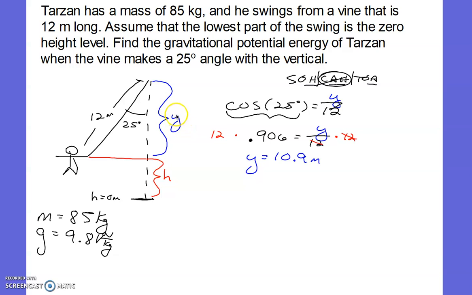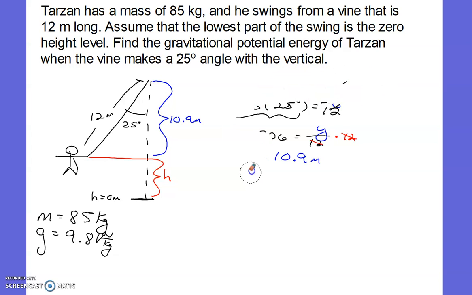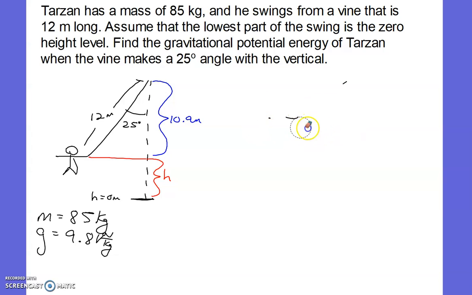But what I can do is go back here and write that number in, 10.9. And this is going to help me out in solving for my height itself. Now when Tarzan swings to the bottom, the vine is still going to be 12 meters. So he's going to swing down here to the bottom, and the vine length will still be 12 meters. So from the top here to the bottom is still your 12 meters.